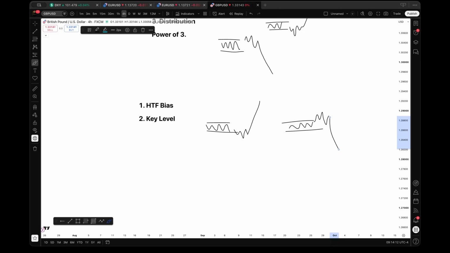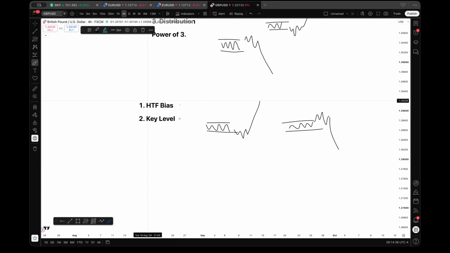Along with that, we have our key level. So not only do you need your higher time frame bias, but you need a key level, so a PD array, whether it's a fair value gap, an order block, an old high or low. It depends on what sort of model you trade. For me, the best PD array that I use is a fair value gap.